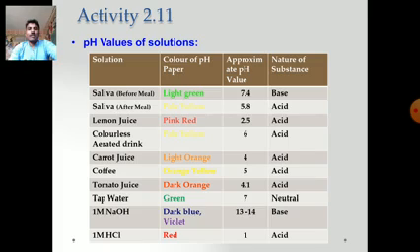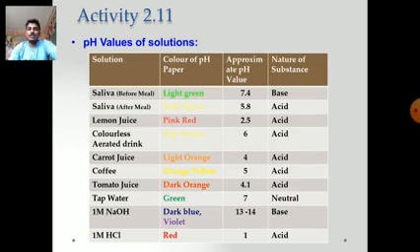Activity 2.11. What are the pH values of solutions? First one is saliva before a meal. The color of the pH paper is light green, the approximate pH value is 7.4, and the nature of this substance is base. Next, saliva after a meal: the color of the pH paper is pale yellow, the approximate pH value is 5.8, and the nature of this substance is acid.